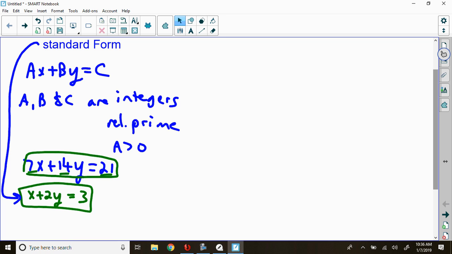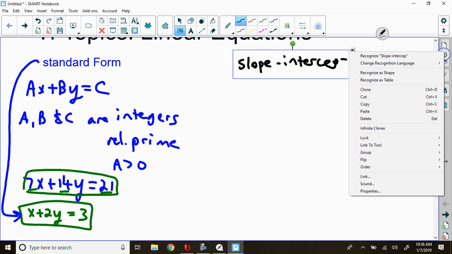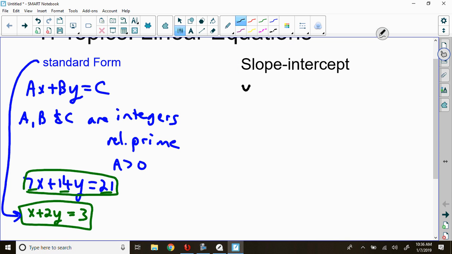And another form of equation that we are going to look at is slope-intercept. That's the one that everybody on planet Earth knows. That's y is equal to mx plus b. And we like that because we can quickly identify our slope and we can quickly identify our y-intercept. So for that first equation, some things we might want to know are the slope and the y-intercept.